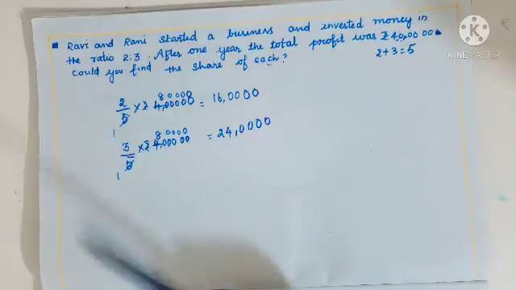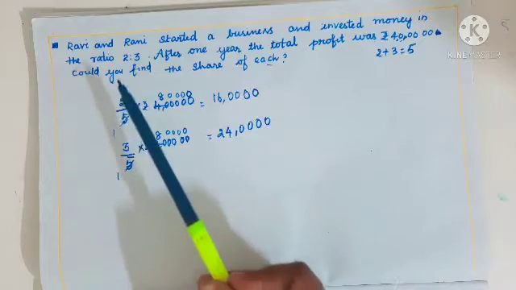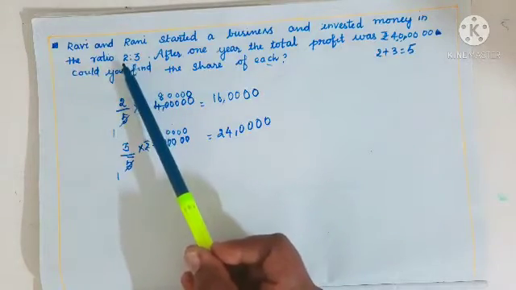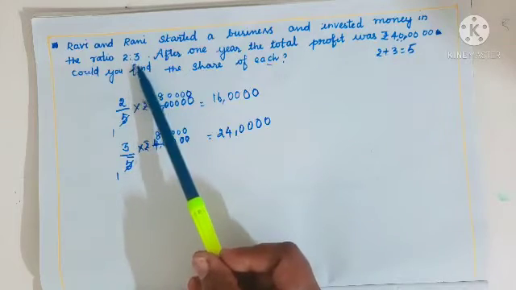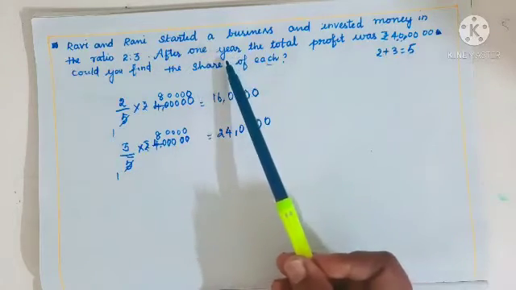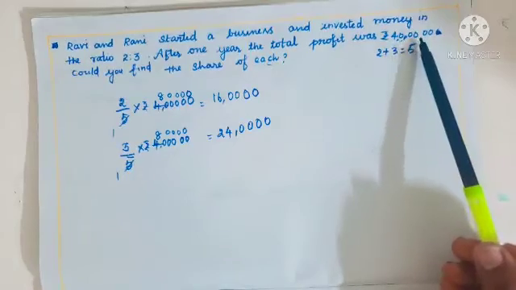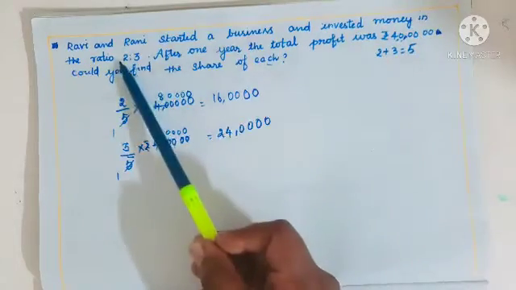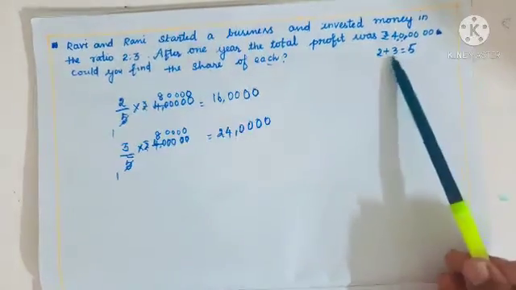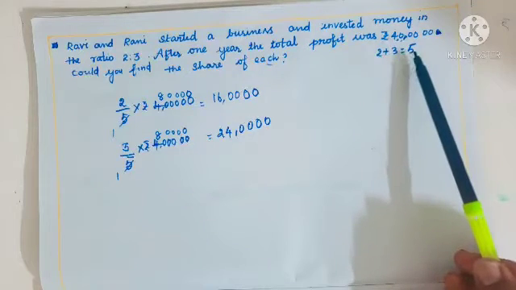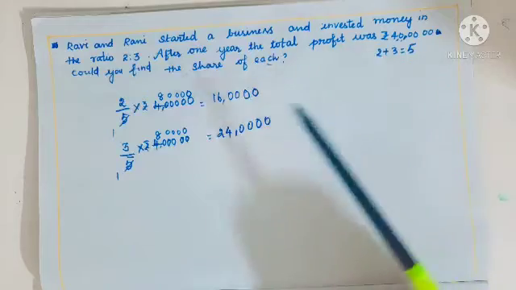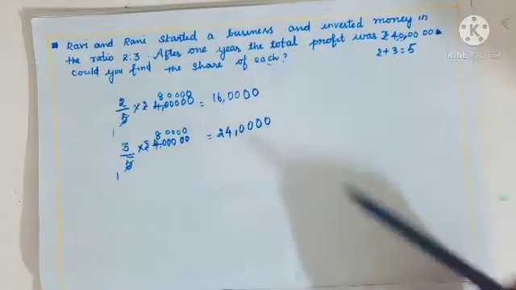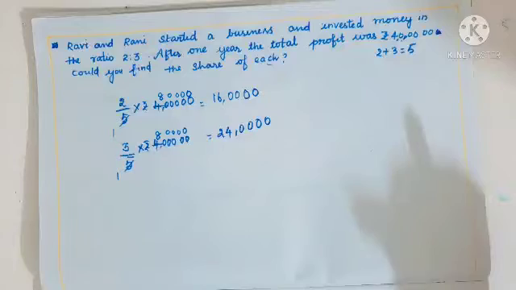Now listen here. Now you can see the ratio of Ravi and Rani's investment is 2 is to 3. After investing, 1 year later, they get a profit of 4 lakhs. Now this ratio 2 is to 3 can be written with the total sum as 2 plus 3, that is equal to 5. So we need to find the share of each, how they are going to separate or make a share of this 4 lakhs.